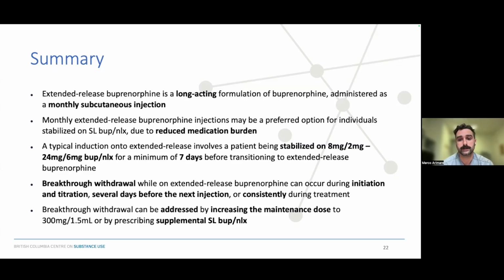Breakthrough withdrawal while on extended release buprenorphine can occur during initiation and titration, several days before the next injection, or consistently during treatment. And breakthrough withdrawal can be addressed by increasing the maintenance dose to 300 milligrams and/or by prescribing supplemental sublingual buprenorphine.